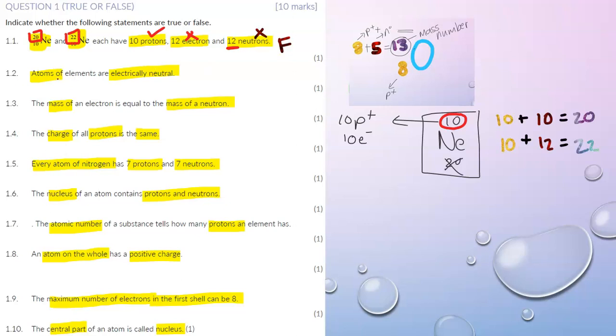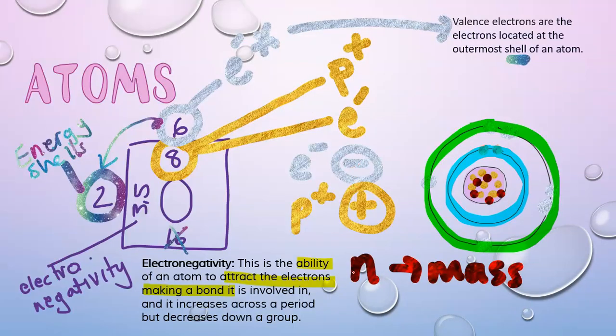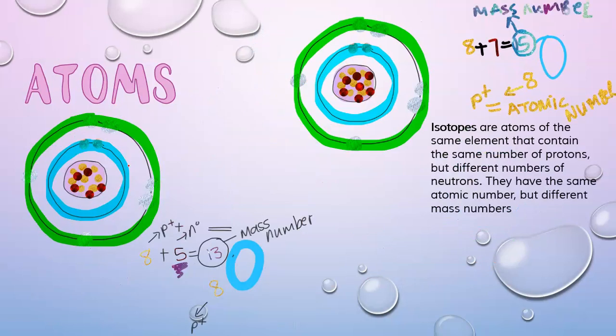Now they ask number 1.2, atoms of elements are electrically neutral. Now, when we were making the summary over here, I told you that we have 3 particles that make up an atom. We have electrons, and they are responsible for the negative charge. We have protons, they are responsible for the positive charge, and then we have neutrons that are responsible for the mass. Okay. Now, if we look at this atom, let's take this first one, the inside, the nucleus, will have a positive charge of 8+, because she has 8 protons on the inside.